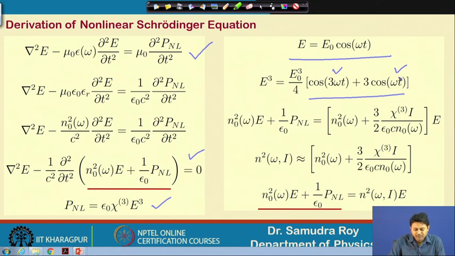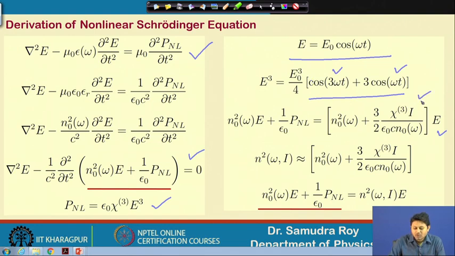So, if the phase matching is not there, which is the case in general, then only this 3 omega part is there. So, E cube is essentially E 0 cube by 4 into 3 cos omega t. So, this 3 cos omega t I can write E 0 cos omega t, which is E, and I can take this E outside. So, another term is there which is E 0 square.